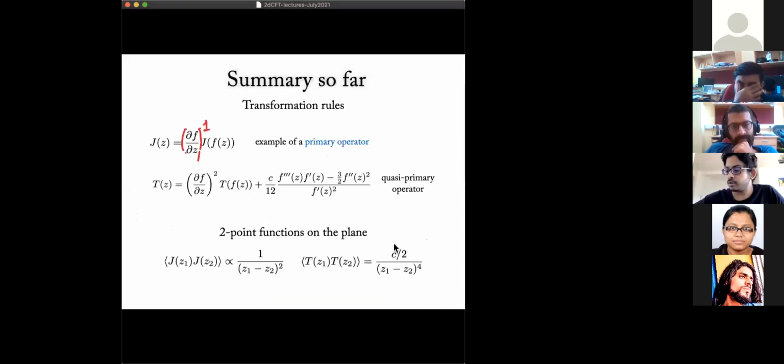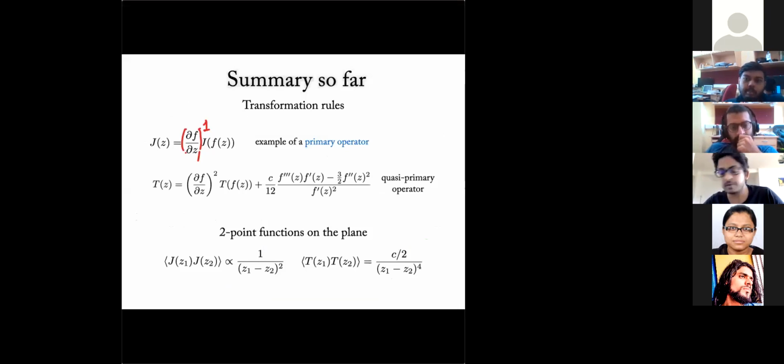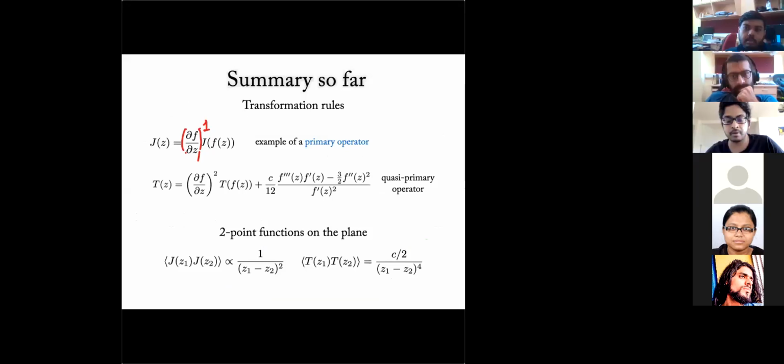Okay, so we saw that there is a conserved current and it transforms in this way. And this is actually an example of a primary operator. So this transforms with weight 1. And the stress tensor also transforms in a similar way, but there is this extra term which we saw. This is a Schwarzian derivative term, but this is called a quasi-primary operator because there is this additional piece. And it's got the holomorphic weight or the conformal weight to be 2. Okay.